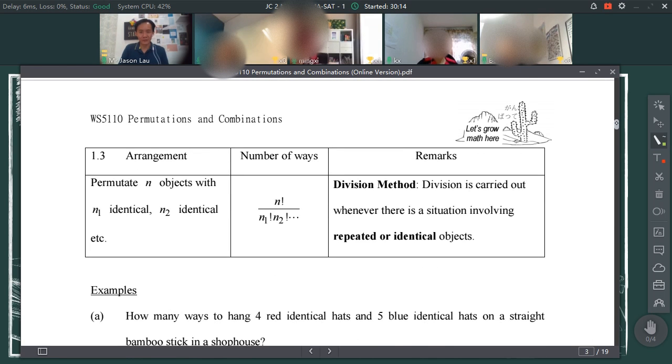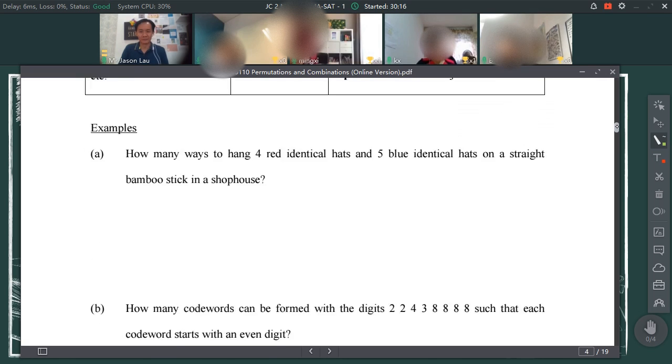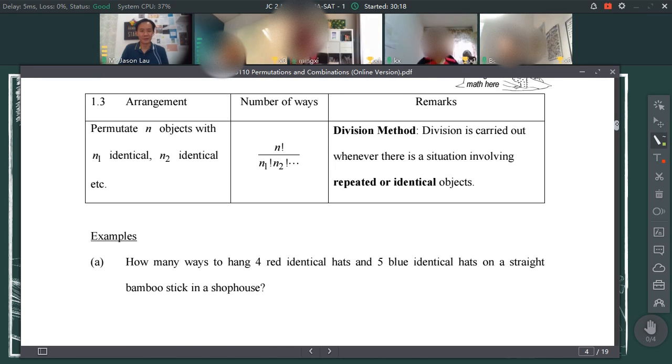Next one. I'm going through some of the common types of situation. Okay. So this one you also remember you did in school. Identical objects. So you have to divide by the identical objects' factorial, the types. Let's look at example A.